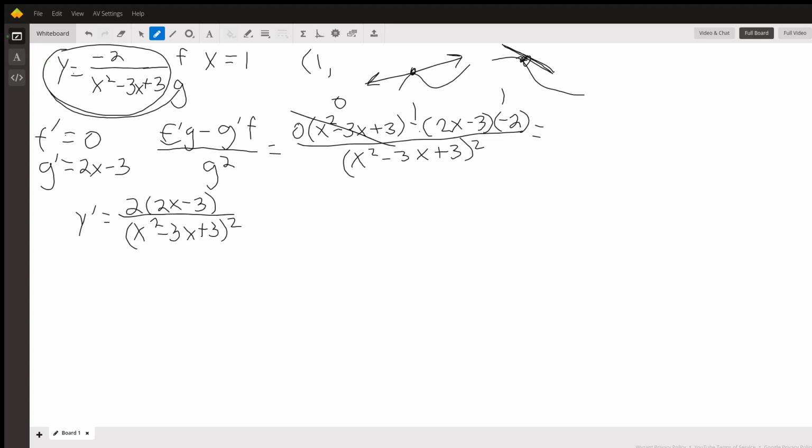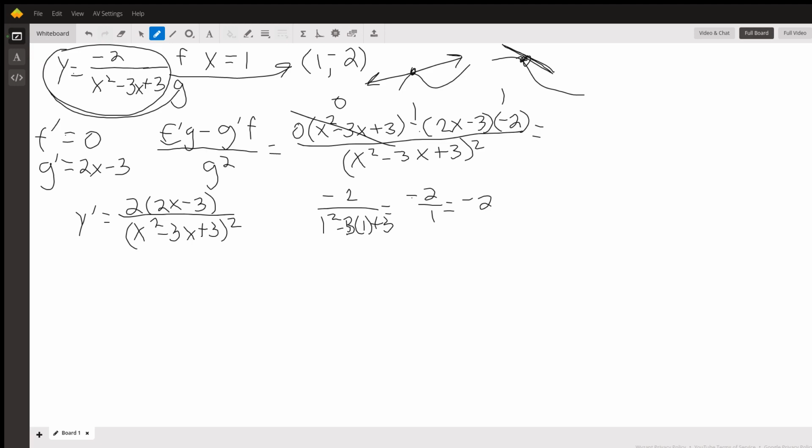It's -2 times 1 squared. I'll do it over here. -2, this is the original equation, over 1 squared minus 3 times 1 plus 3, which is -2 over 1 minus 3 plus 3, which is 0 plus 1, so -2 over 1 equals -2. So a point on the original equation is 1, -2.